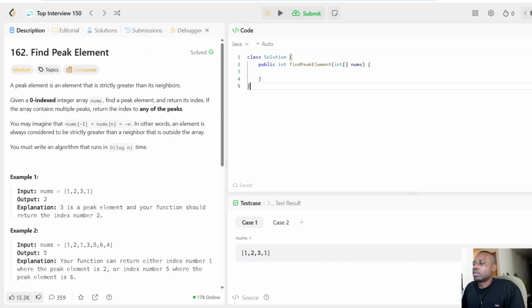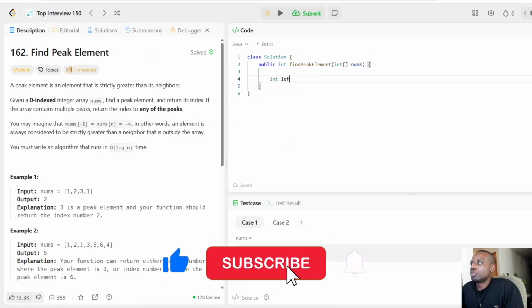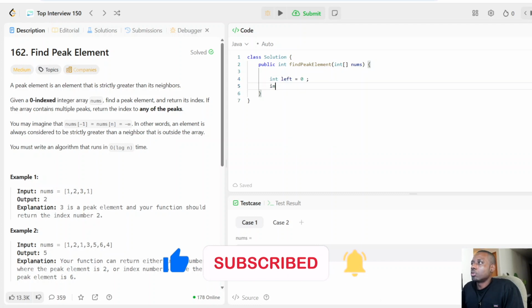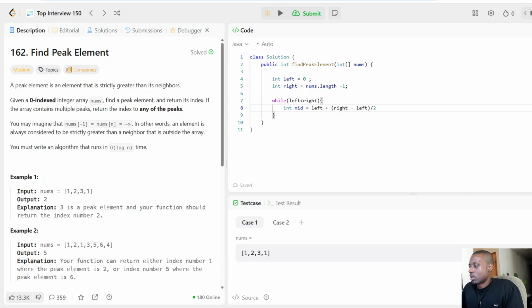So we've come up with the algorithm, and now all that's left is to pretty much write it. We start with the left and right corners, the right being length minus one. And then we're going to do a while loop. While left is less than right, we're going to calculate our midpoint here. This is a very standard way of calculating it.